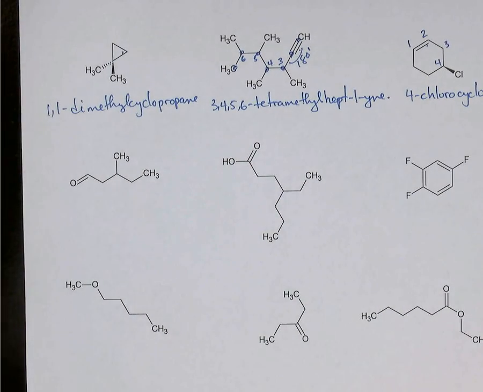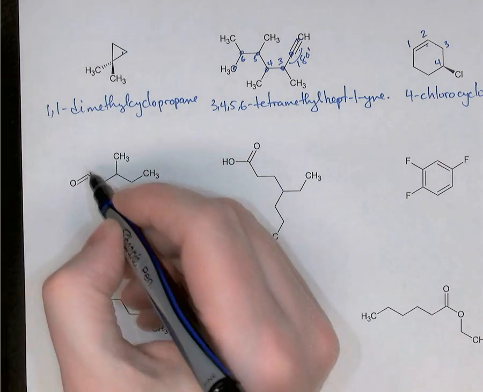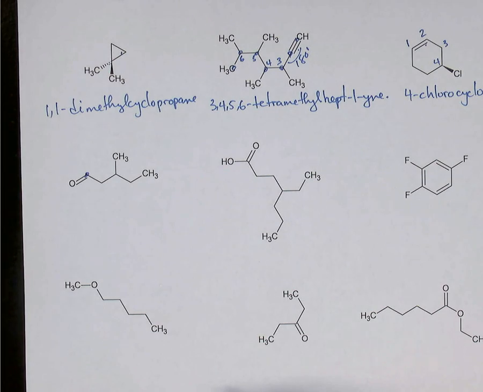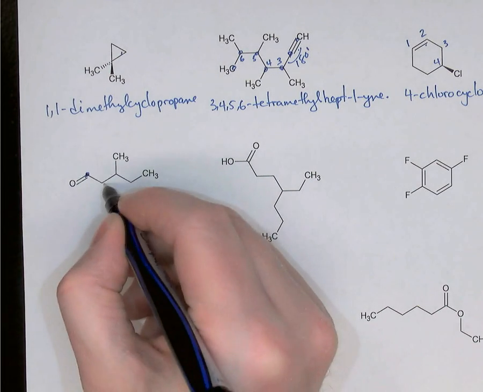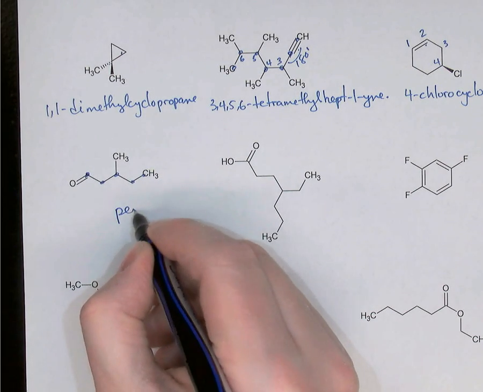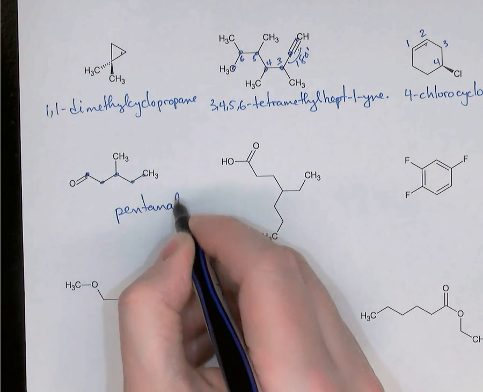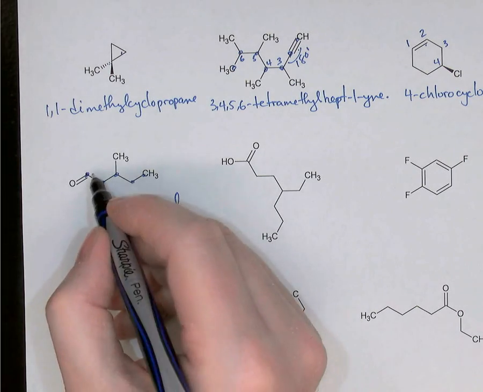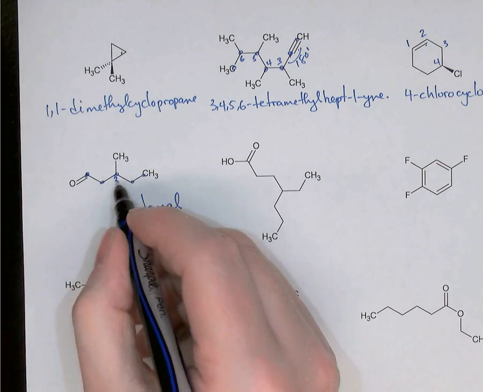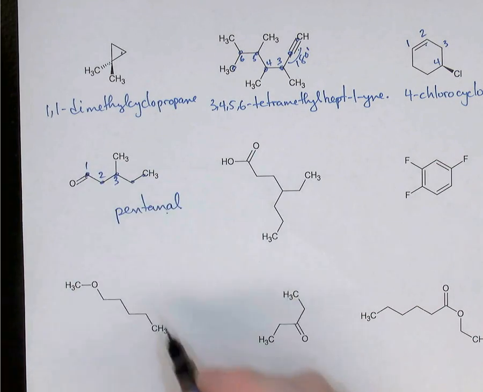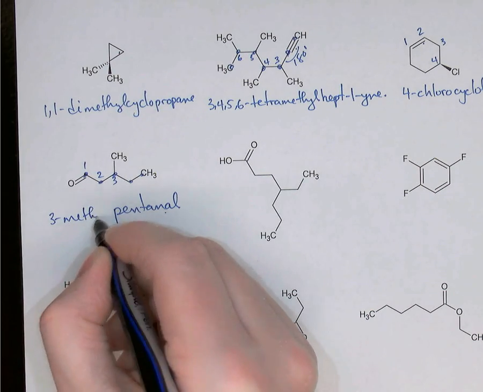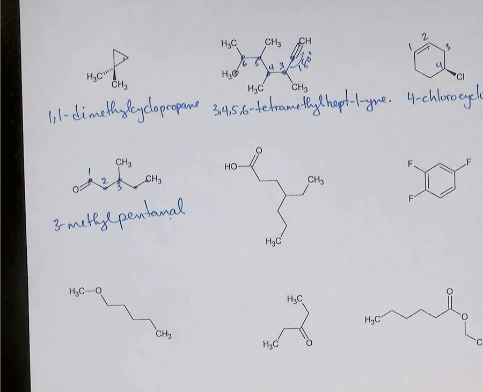Next we have an aldehyde again. Aldehydes have carbonyl groups, C double bond O, at the end of the chain. So carbon 1, 2, 3, 4, 5. This is pentanal, Al, with 1, 2, 3. There's a methyl branch on the 3rd carbon. Number from the end closest to the aldehyde. So that would be 3-methylpentanal.